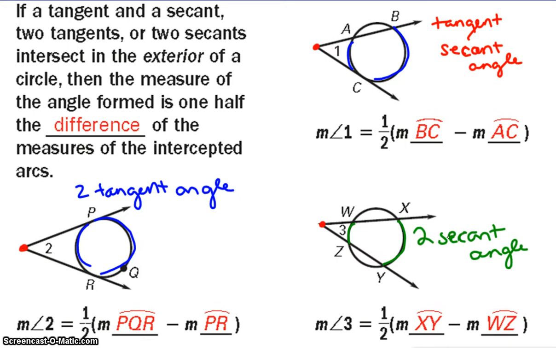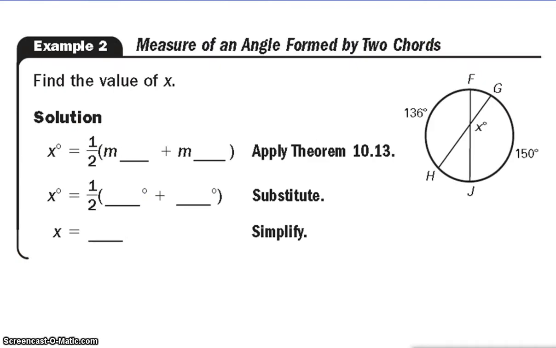Alright, so that was 4 theorems. There's a lot going on. Let's practice finding. Alright, so in this problem, we have two chords crossing inside of the circle. Because they're crossing, I automatically know that we're going to add these two. So to find the angle, I must find the average of the two intercepted arcs. So that would be arc FH, and GJ. You could have also said JG, it doesn't matter. So, the measure of arc FH is 136, and the measure of GJ is 150.